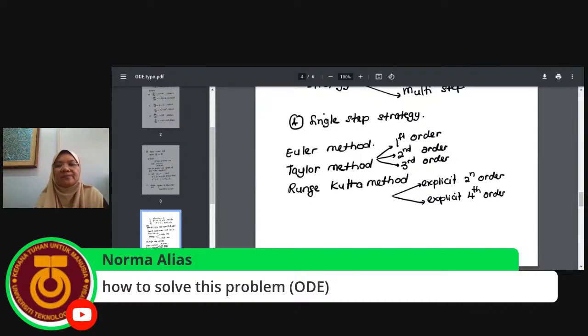Now, I want you to know the difference between explicit and implicit. Explicit is a method where you are using the previous grid. Implicit is where you are using the current grid, for example the same level, the current values. Now let's do an exercise to see whether you understand the difference between explicit and implicit.